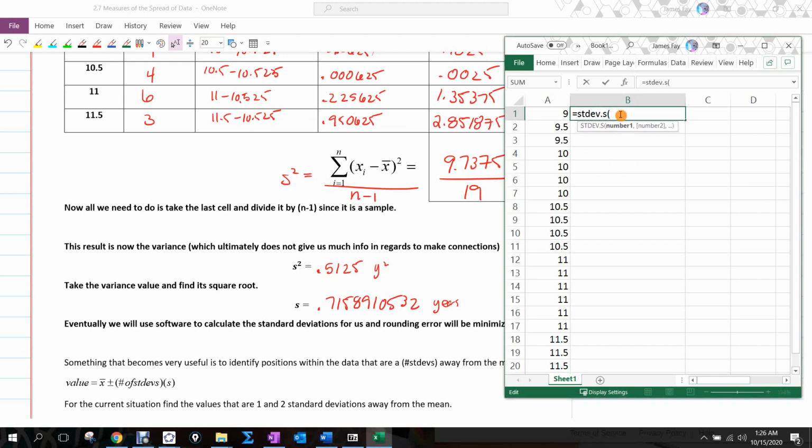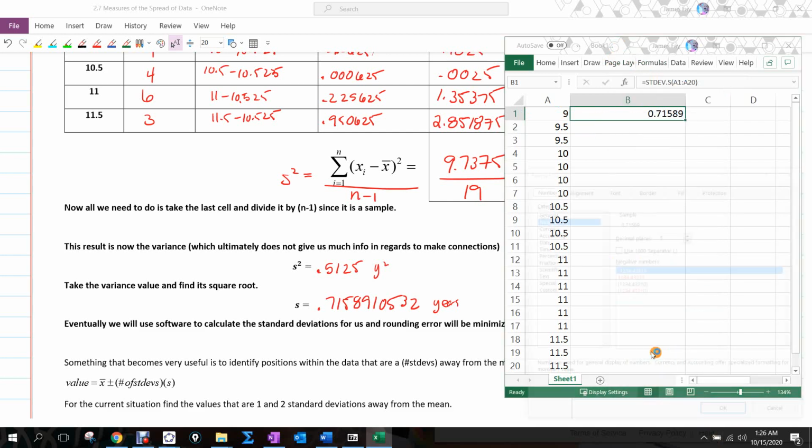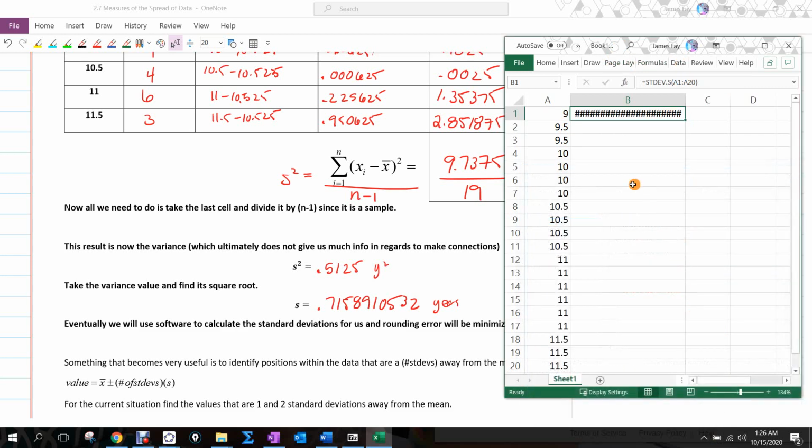And then I just have to type in my numbers, my data. In my case, since I've got it listed in this array from A1 to A20, I just type that in. I get 7.1589. If I want to format that cell and go, how many decimal places can I go out?